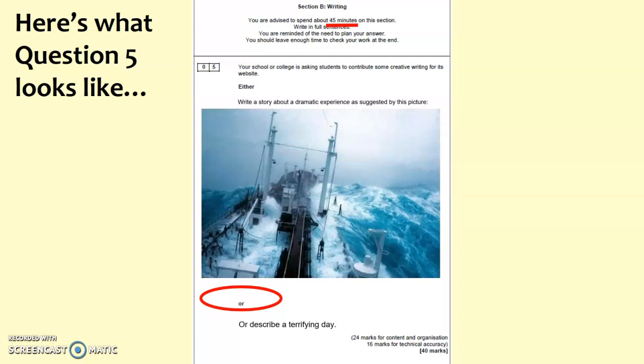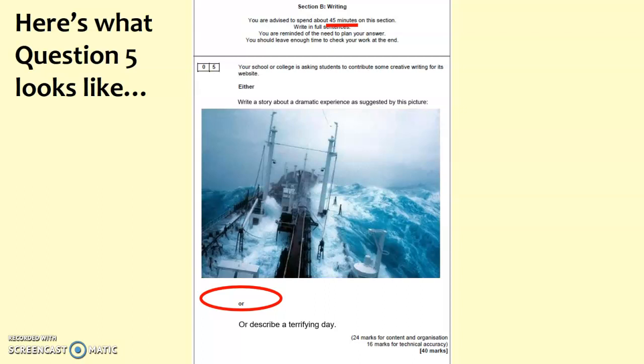And then the paper's laid out like this. So generally you'll get a little task saying something like your school, it's asking students to submit some work for maybe a competition or something for a newspaper. And then they'll give you a choice of tasks. You choose either or. So above the picture then it says either write a story about a dramatic experience suggested by this picture, or, as it says circled down there, or you could describe a terrifying day. Both of those are worth the same number of marks.